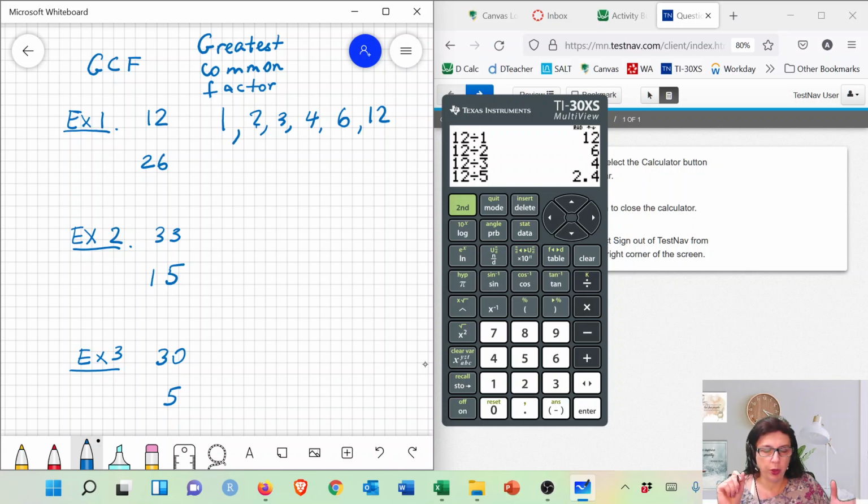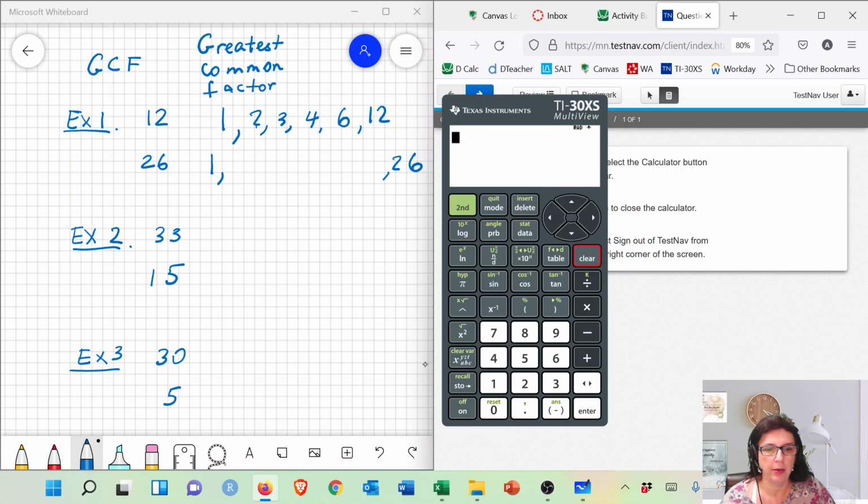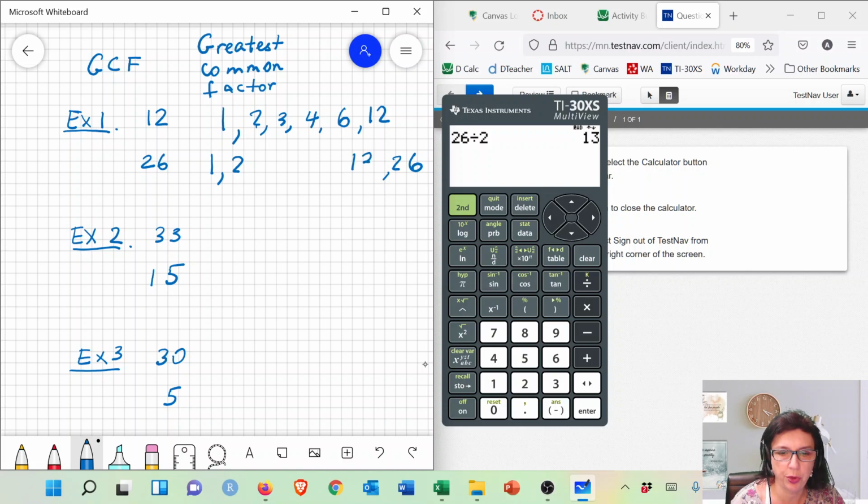Now let's deal with 26. We want to go through the same process and list all factors of 26. We always start with 1, and then we will end with the number itself, 26. That's always going to happen. Now let's go to 2. 26 divided by 2 is 13. Yes, so 2 is a factor and also 13 is a factor.